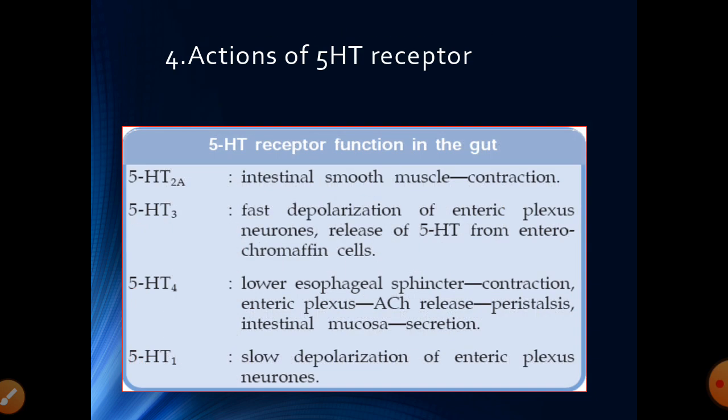Let's see the next table, that is again action of 5-HT receptor. They could ask you which of the following receptors act on the esophageal sphincter. So it is 5-HT4. That's why we can use this in emesis. Yes, we can use this in vomiting treatment. Then comes which of the following receptors can act through the enteric plexus. So it is the 5-HT3 receptor. That's why we can use this in constipation treatment. This way you can interlink one table with another concept and you can recall your problems.